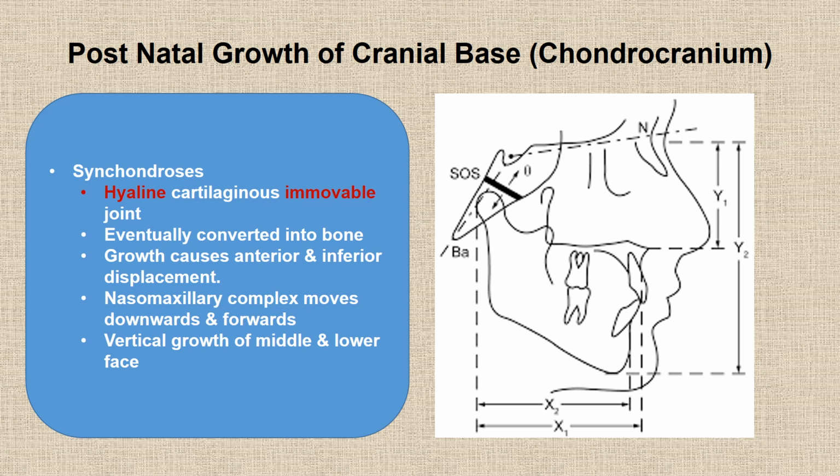Okay, now these synchondroses are by nature hyaline cartilaginous immovable joints, and eventually with growth they become converted into bone. Now the growth causes anterior and inferior displacement, and with this the nasomaxillary complex is pushed and it moves downwards and forwards. Now, this vertical growth of the middle and lower face.